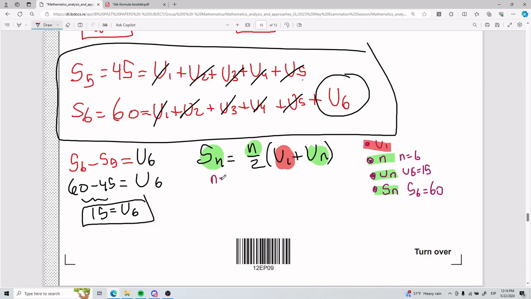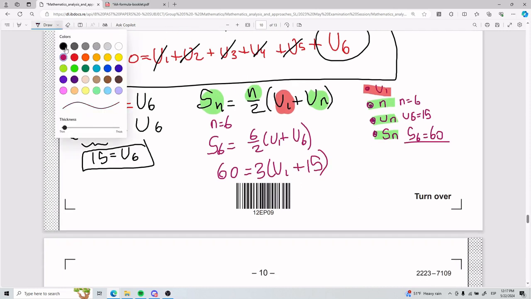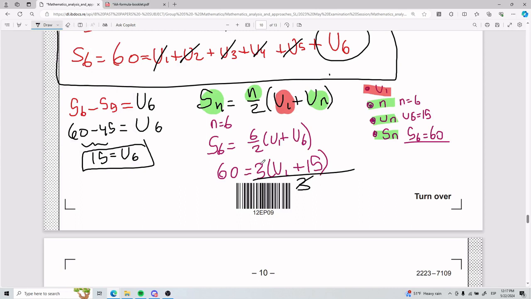If you first plug in n equals 6, you end up with s of 6 equals 6 divided by 2, parentheses u1 plus u sub 6, right? And so what is s of 6? We said that s of 6 was 60, equals 6 divided by 2 is 3, parentheses u1 plus u6, which is 15. And because it's all being multiplied, the 3 and the parentheses, you can divide by 3 on both sides. You end up with 20 equals u1 plus 15, minus 15 on both sides. Bada bim, bada boom. u1 equals 5.